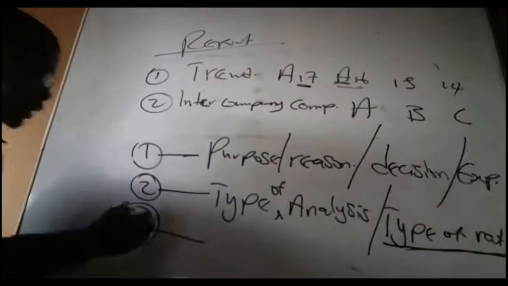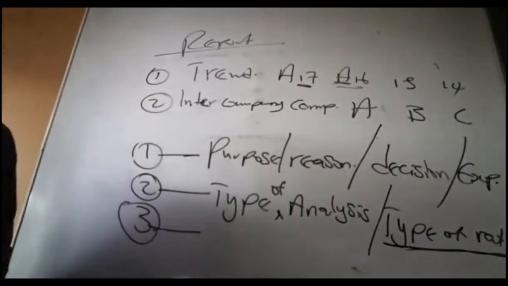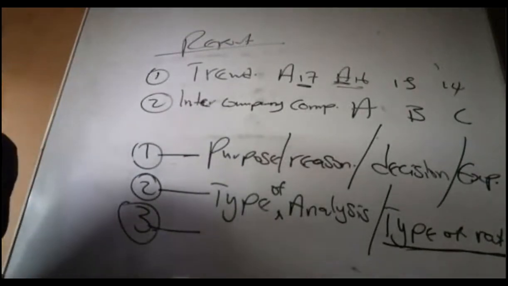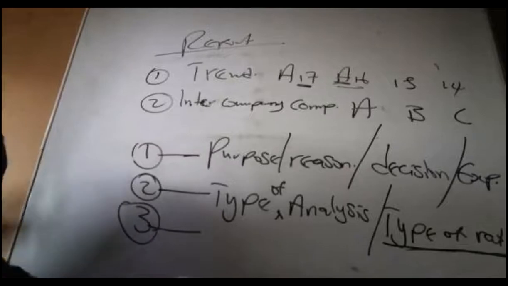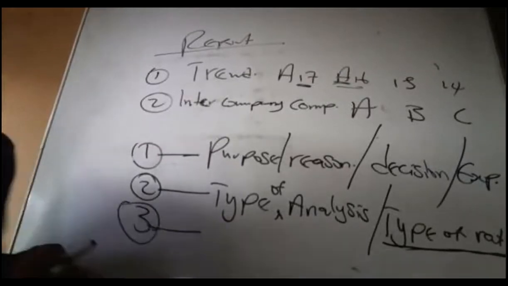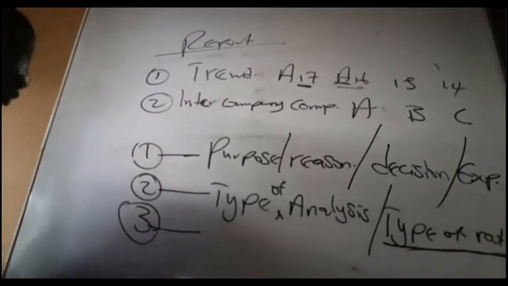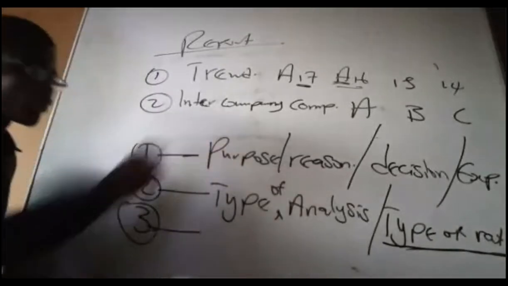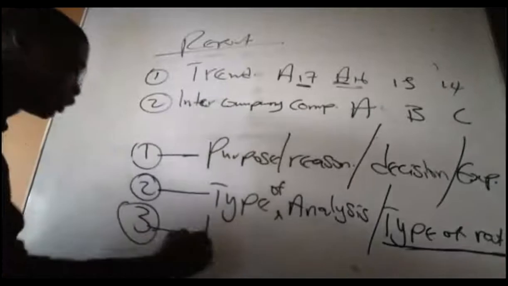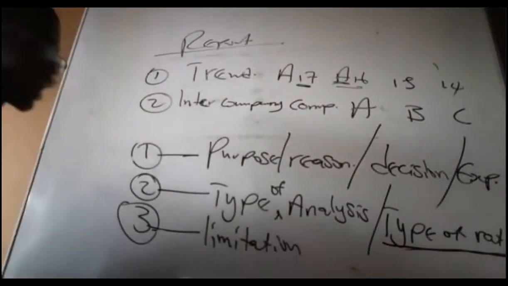I'm done. The last one, number 3. Tell us at least one, not 2. We are not asking for 2, and we are not asking for 4. We are just asking for 1. Just one item. Tell us one limitation of your analysis. At least one limitation of your analysis.